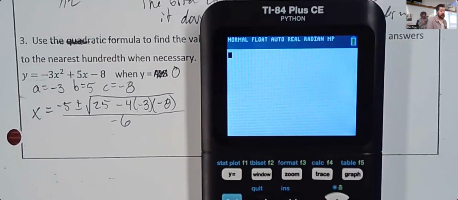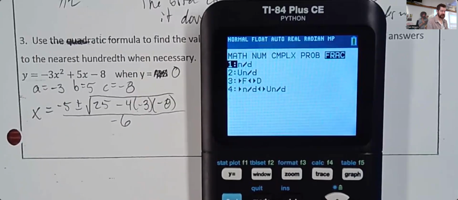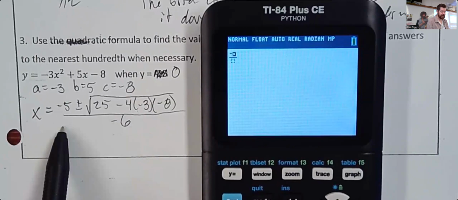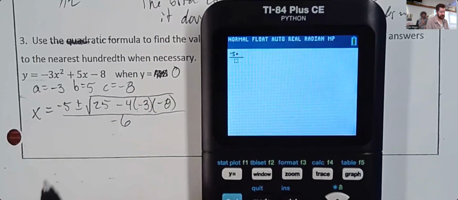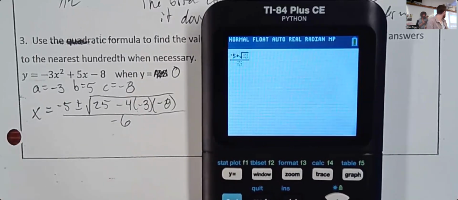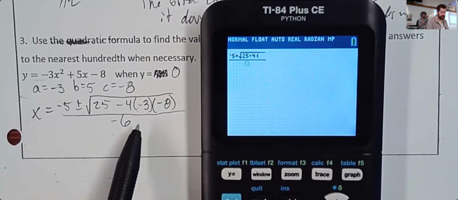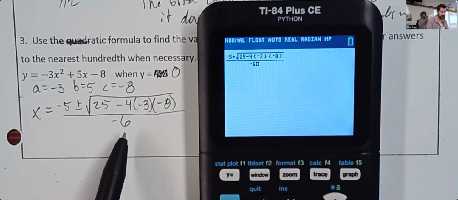Probably. I say probably because we don't always get 2 answers. Sometimes you get 1, sometimes you don't get any, depending on what we end up with. But let's go ahead and get our fraction going here. So open up your fraction on your calculator. Start with -5. We'll do the addition version first. So plus square root, and then 25 minus 4 with a -3 and then a -8. And that's all going to go over -6. Ooh, error, unreal answer. Oh, no.